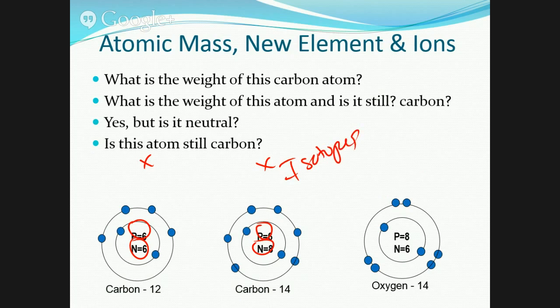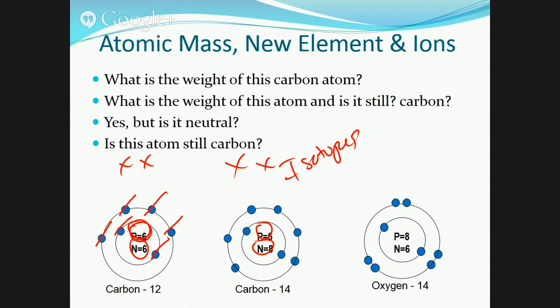Boom. Now what if I asked you this? Of these two carbons, which one is neutral? That's when we count the protons and compare them to the electrons. Neutral is when you have the same number of both. Okay, so look at carbon 14 and carbon 12. Which of these two would be considered neutral? Carbon 12. Because you have 6 protons and 1, 2, 3, 4, 5, 6 electrons. Since you have the same number in both, we consider those neutral.